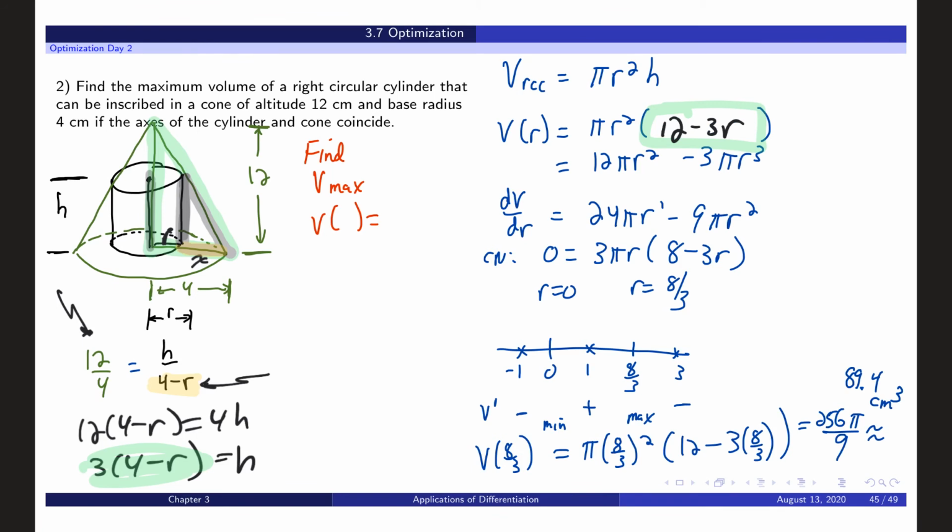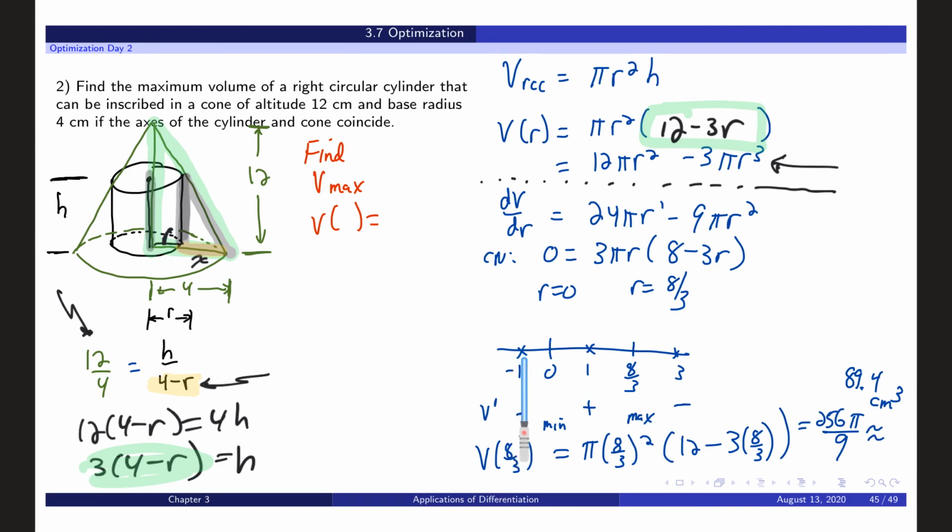And now I'm going to distribute, and I have a fairly straightforward polynomial function where I can take the first derivative. So I have a volume function. If I want to maximize the volume, I'm going to take the first derivative, set it equal to 0. Factor, I get two critical numbers, 0 and 8/3. Test numbers that are easy to use: -1, +1, and 3.